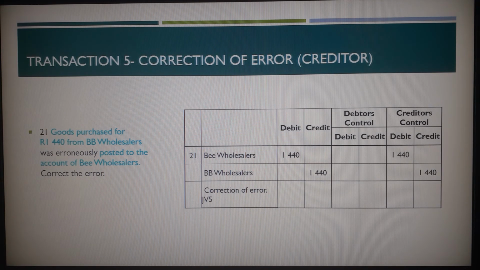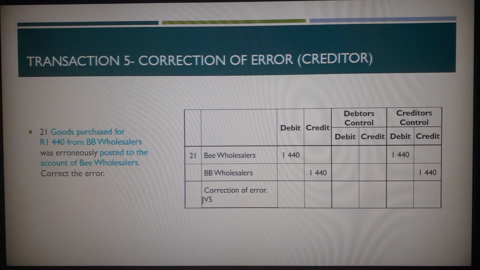Transaction 5 is a correction of error for a creditor. So in this case, we know that we are working with a creditor because it talks about goods purchased. So if we purchased goods, it means that we have bought trading stock on credit.